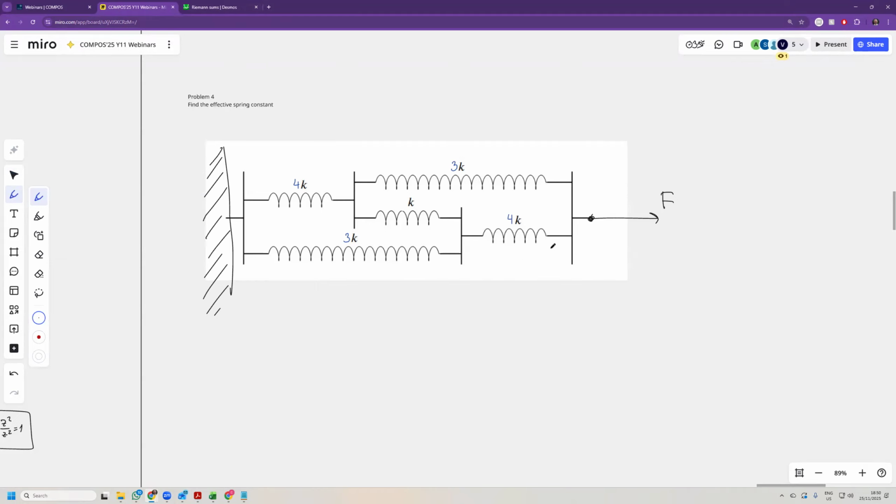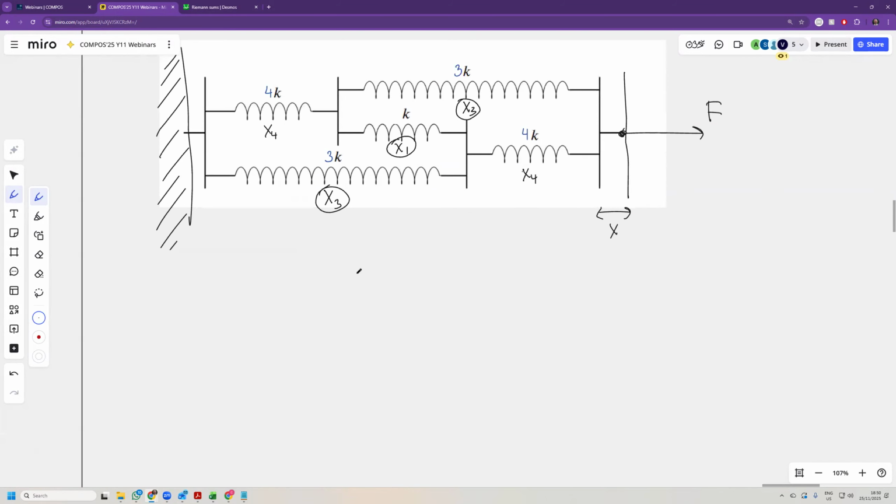And each spring extends. Let's call this extension X1. We'll call this extension X3. Because of symmetry, you can see that these two springs extend by the same amount. So the extension in this spring is X3, X1, right? The extension in this spring is X4, and the extension in this spring is X4. Now, when you extend, the total extension is X.